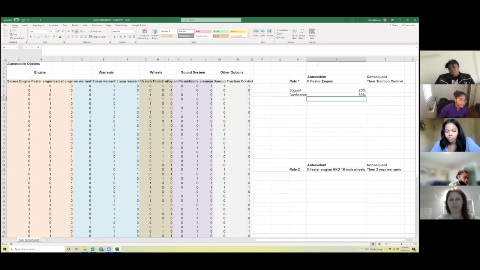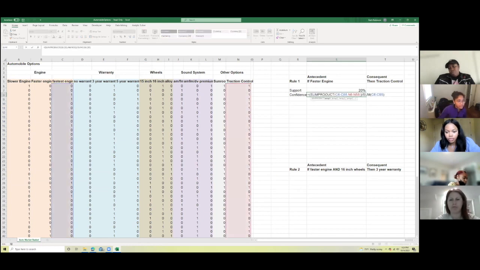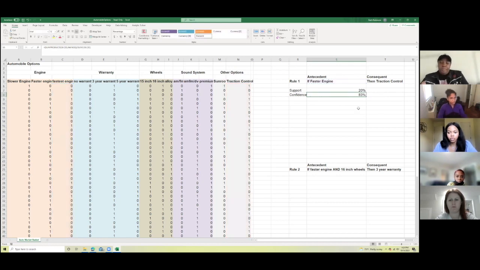So what confidence is telling you is that this rule shows up more. It's like the percent that you would see this rule show up in comparison to the amount of times you'd see just the first part show up. So it's like a ratio between the two. So if there is a faster engine, let me think of a simple way to explain this.